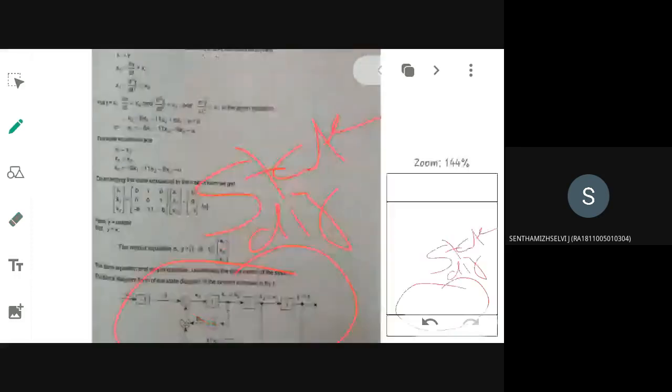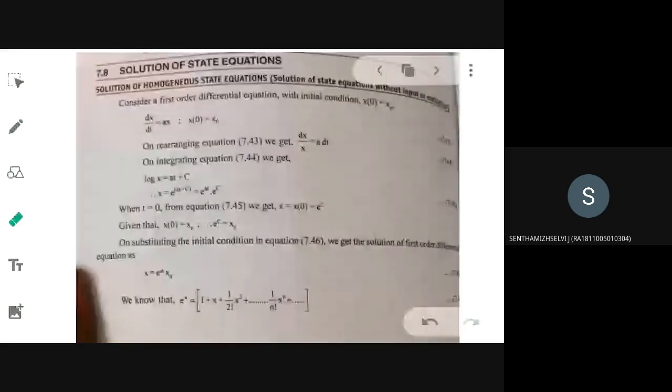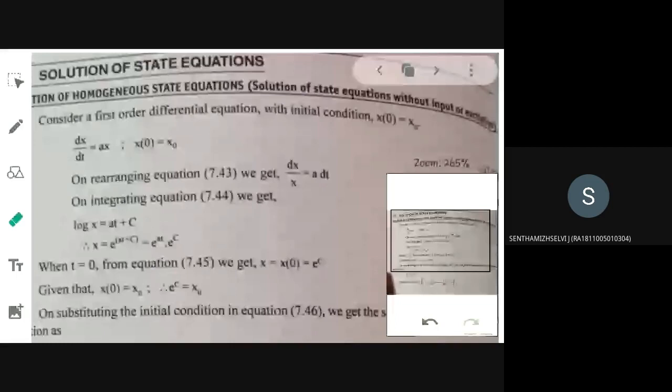So this is called my state diagram representation. That is nothing but a simple block diagram that I am drawing with the help of the state space model that I have obtained. That is called state diagram representation. The problem solution you can do on your own, the same way that you proceeded in the earlier class.